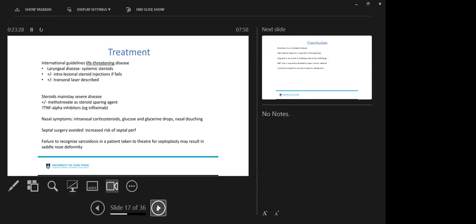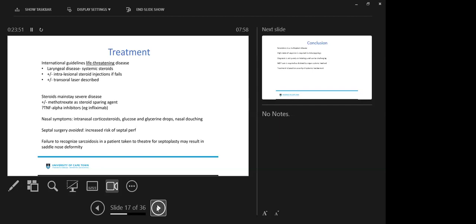We've also started using some KY jelly, and that does definitely seem to help in terms of crusting and bleeding symptoms. Septal surgery should really be avoided. There is definitely an increased risk of septal perforation, particularly in active disease. That anterior septum is particularly the area that's very prone.